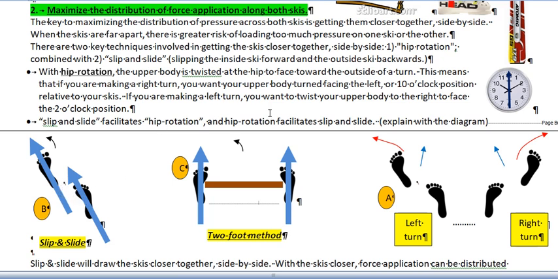Slip and slide facilitates hip rotation, and hip rotation facilitates slip and slide. So with hip rotation, the upper body is twisted at the hip to face towards the outside of the turn. This means that if you're making a right turn, you want your upper body facing the 10 o'clock position. So if you're making a right turn and your skis are going in this direction, your upper body comes around this way, right? Your upper body's facing towards the outside over here, right?